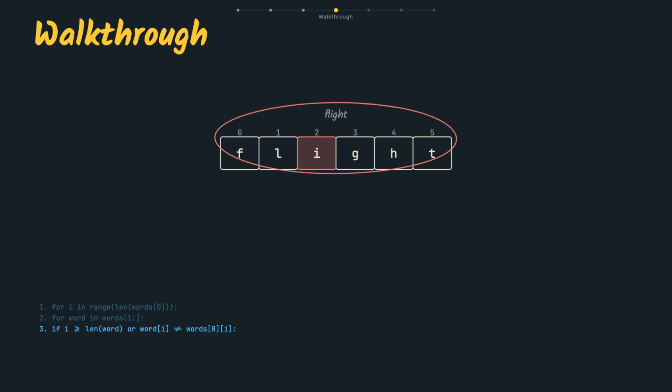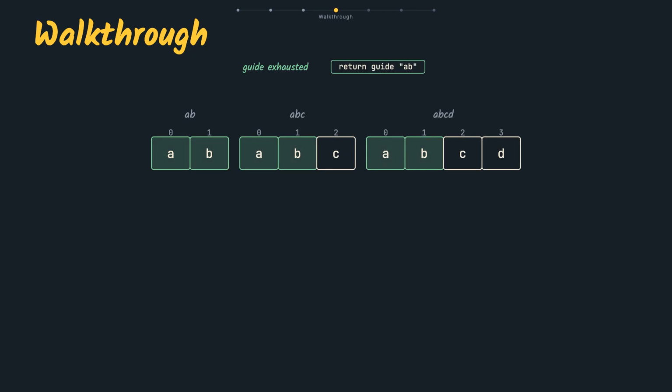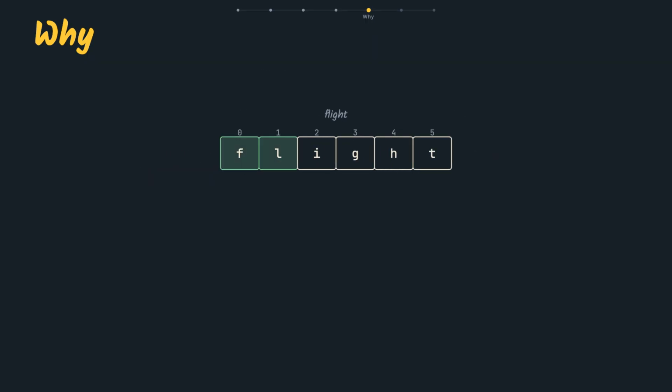Column 2. Guide says O. Flow has O. Fine. Flight has I. That's not O. Mismatch. So we stop. We return whatever the guide had up to, but not including, column 2. That's "fl". If we'd finished every column without a mismatch, it would mean the whole first word is the answer. So we'd hand back the guide itself. Notice what just happened. We never scanned past column 2. The vertical walk exploits the fact that the answer can't be longer than the shortest word.